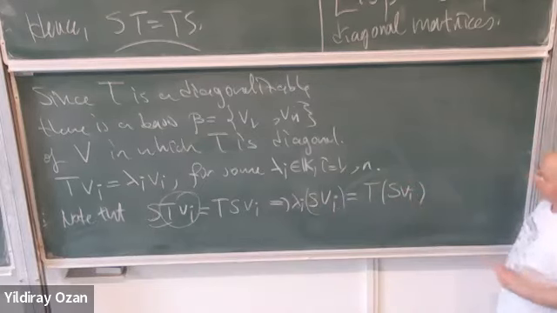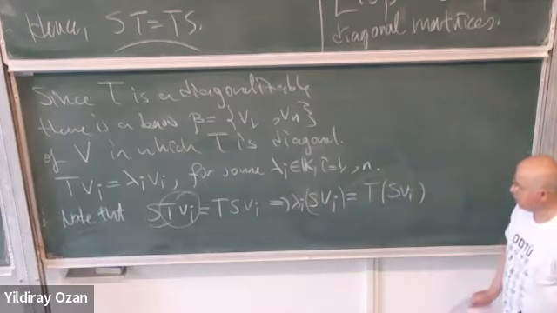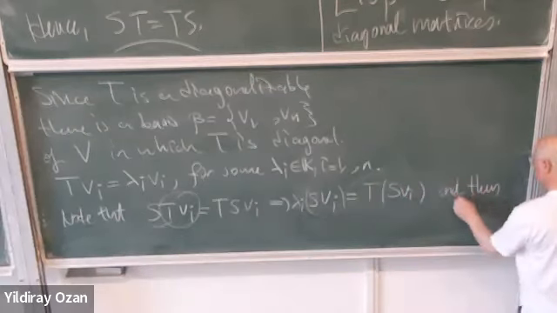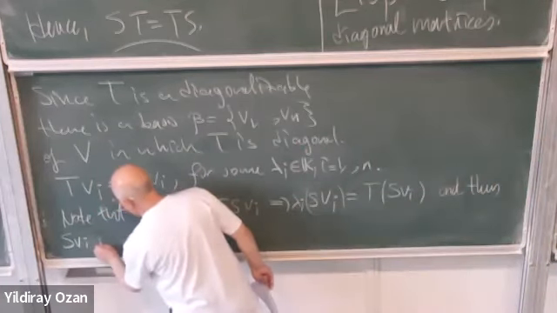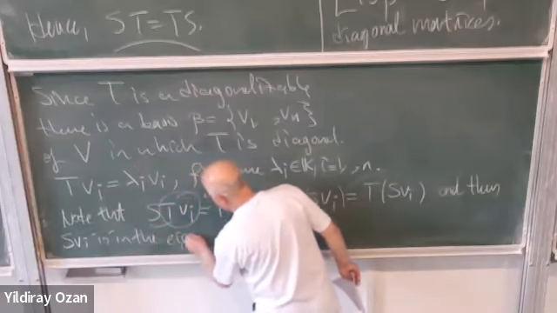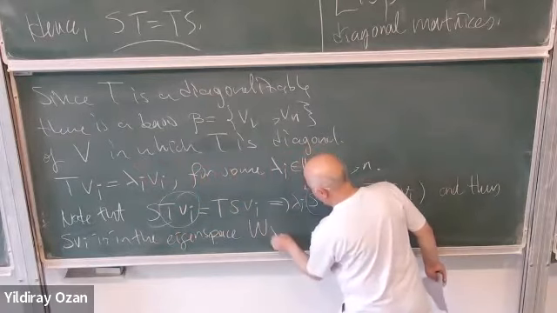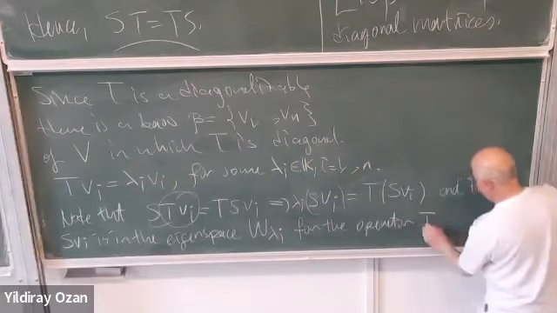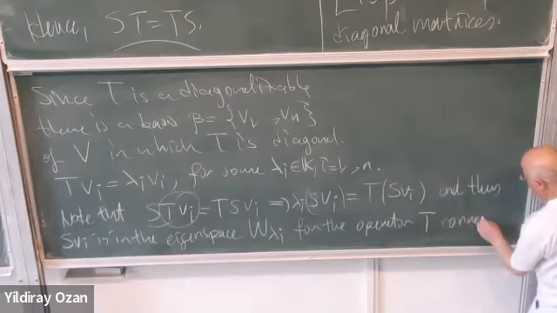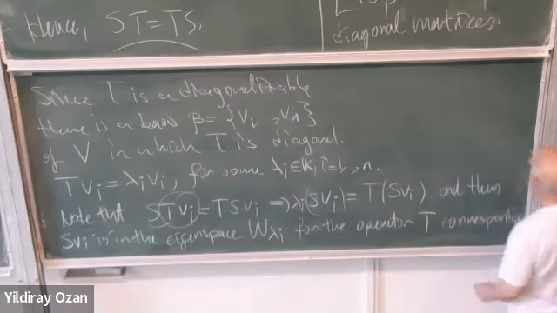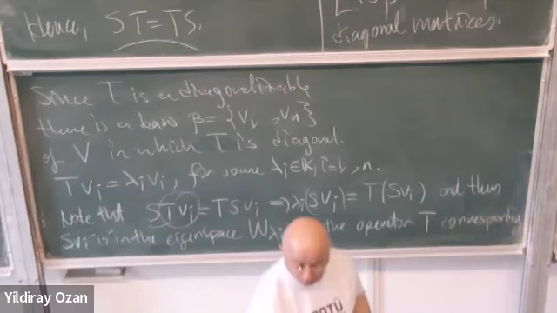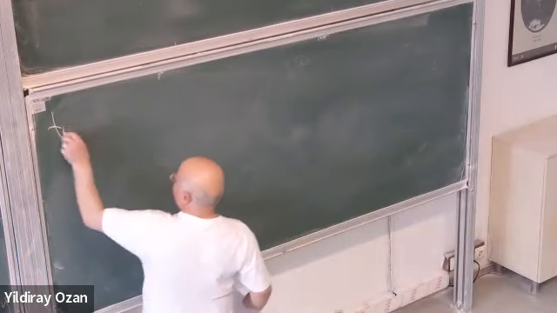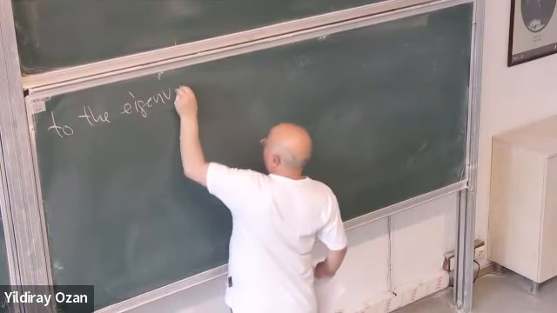Therefore, S times Vi is in the eigenspace of T corresponding to the eigenvalue lambda I. And thus, S times Vi is in the eigenspace W lambda I for the operator T corresponding to the eigenvalue lambda I.